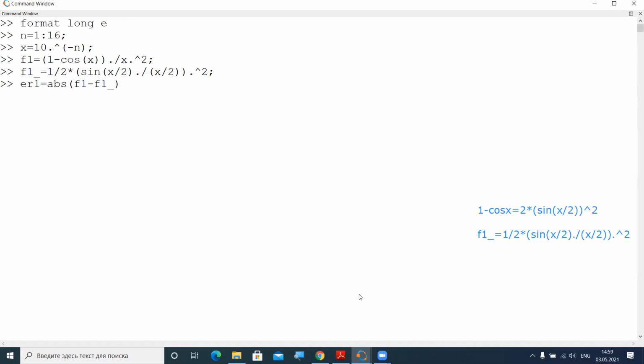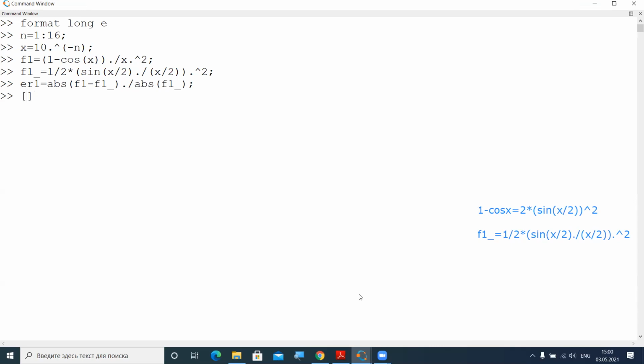And now here, point division. Why? Because now they are vectors, not just one unique value we have. Here we have 16 values. So that's why here we have point division. And with respect to the reformulated function, so it means the absolute value of new f1. So let's continue.